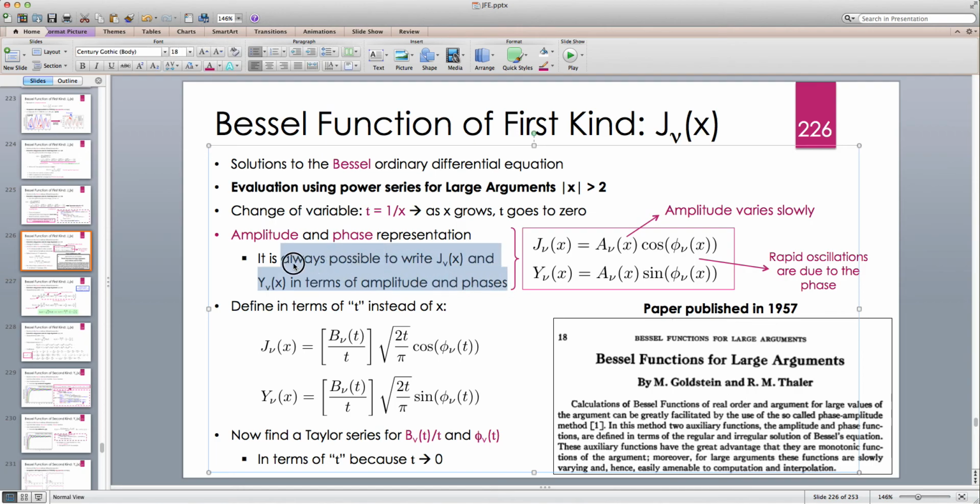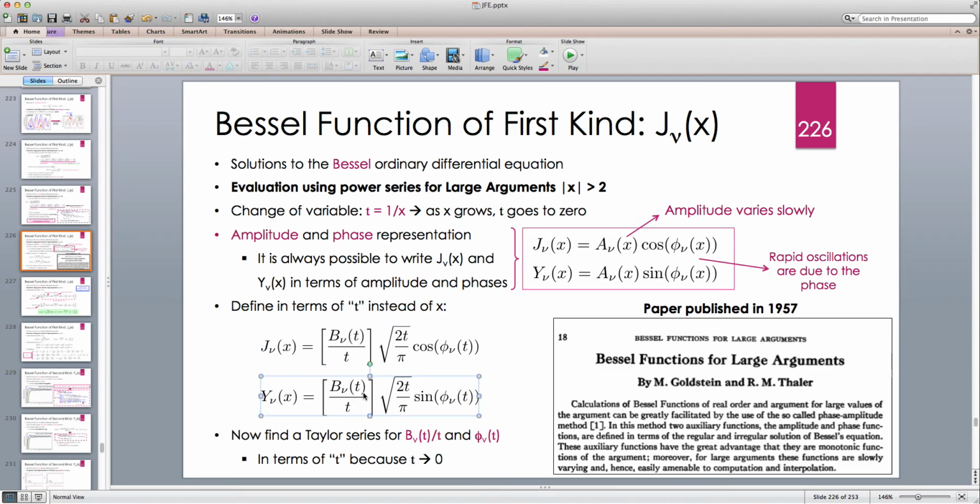And it is always possible to write J nu and Y nu in this format, and that's because they're just part of the wave equation. So they show this oscillatory behavior for large x, right? And then it turns out for when t goes to 0, we can express J nu of x and Y nu of x in this fashion. So there is some function b nu, which is related to a nu. J nu of x is b nu of t over t, which is square root of 2t over pi times cosine of phi nu as a function of t. Remember, t is just 1 over x. Y nu of x is b nu of t over t, which is square root of 2t over pi times sine of phi nu. So you see there are two things here.